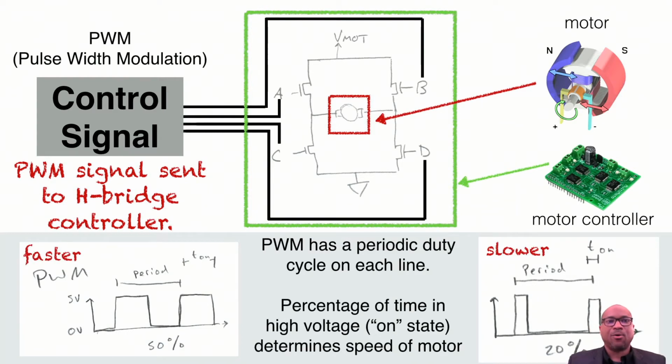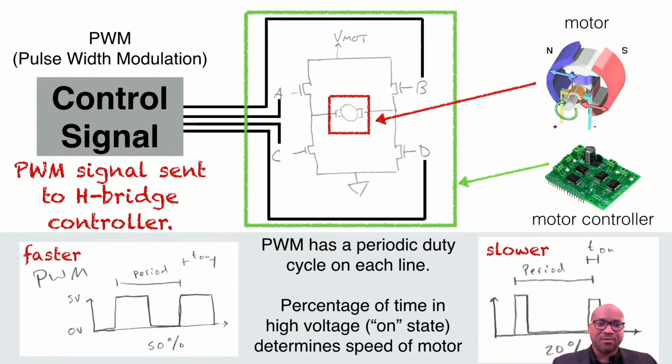When we think about pulse width modulation, this PWM signal has a periodic duty cycle. There's a period of time during which the signal will be active, and during that period you'll have a high voltage for the amount of time that the motor should be on. The percentage of time at which the signal is high is essentially proportional to the speed of the motor.